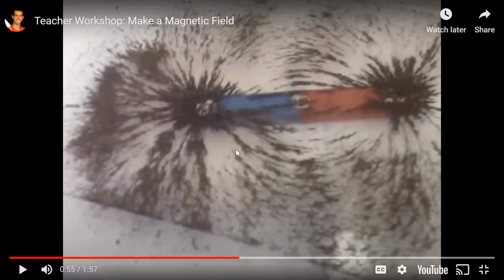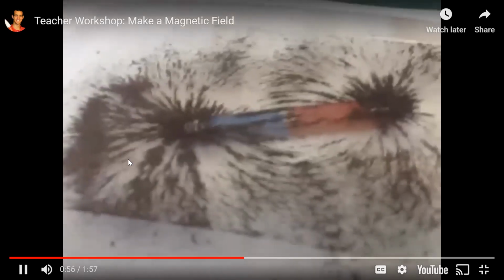It is visible. Otherwise, we are not able to see that the magnetic field is there, but it is invisible to us. In order for the magnetic field to be visible to us, we need to use iron filings. So the iron filings will be influenced by the magnetic field and they will arrange according to the pattern that is induced around them.